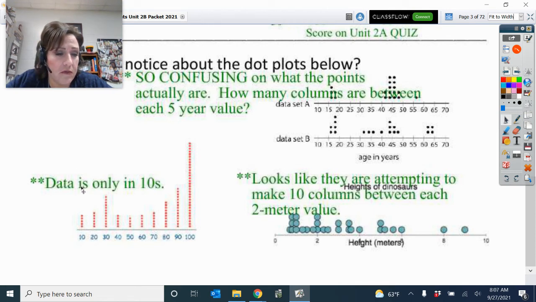So here's one where obviously the data is only in tens: 20s, 30s, 40s, 50. Now, I don't know if these ones that are above the 10 represent tens, 11, 12, 13, 14, 15, 16, 17, but that would not be ideal. Dot plots are supposed to indicate the individual value. So keep that in mind.